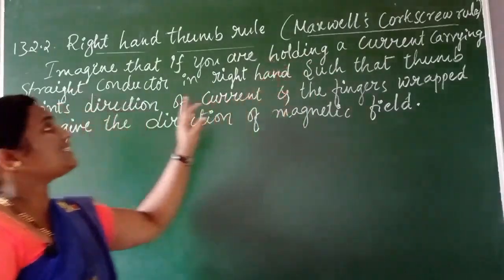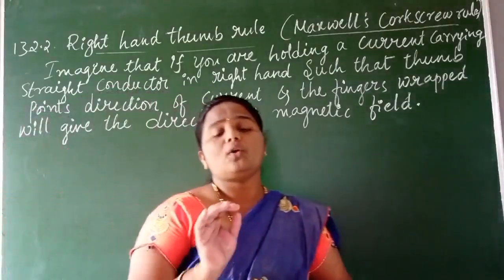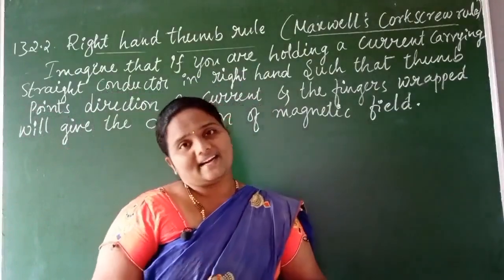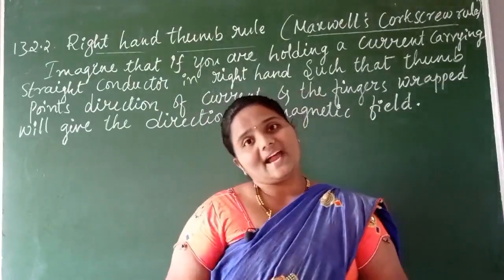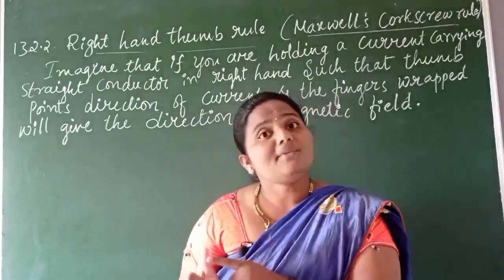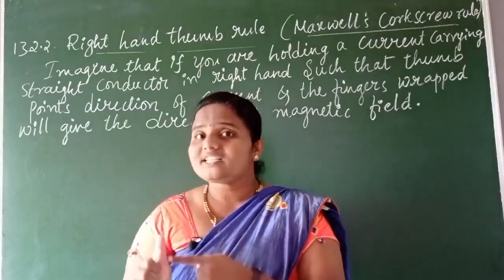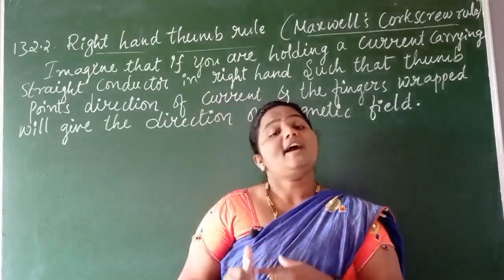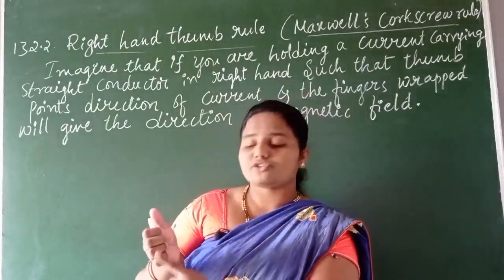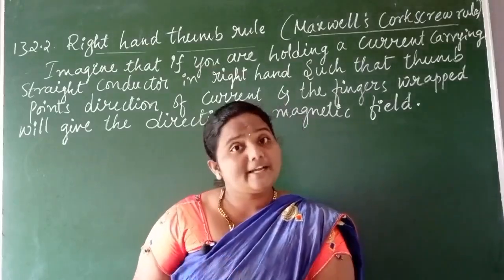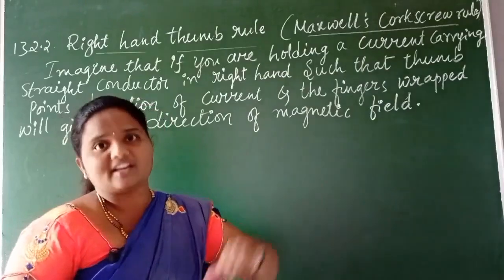Okay, now we will discuss how we can state the right-hand thumb rule. Imagine, children, that we are holding a current carrying straight conductor in our right hand. Imagine that this chalk piece is a current carrying wire, a conductor, held in my right hand, such that the thumb finger will give the direction of the flow of current. Understanding, children? The remaining fingers which are wrapped inside, curled inside, will give the direction of the magnetic field. Got it, children? Very easy. It is a very convenient rule to find the direction of the magnetic field.